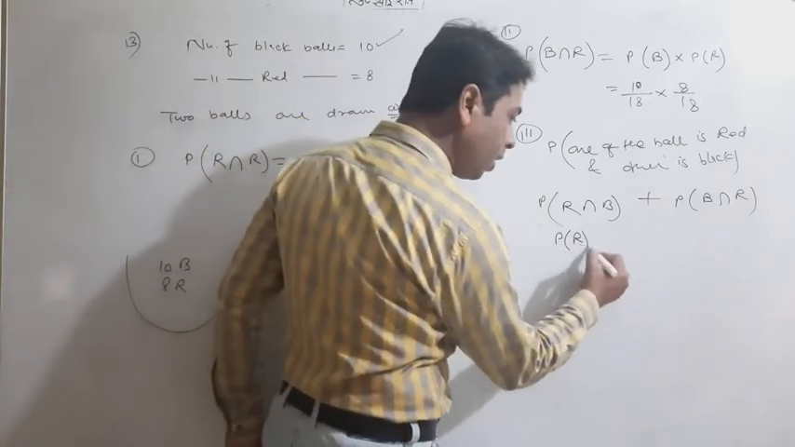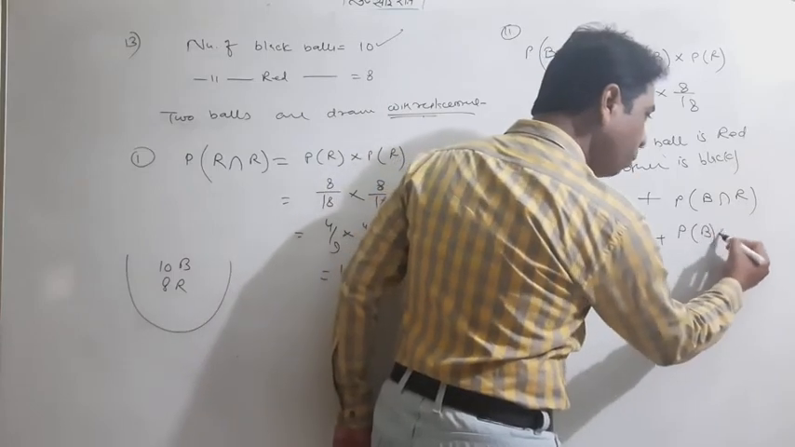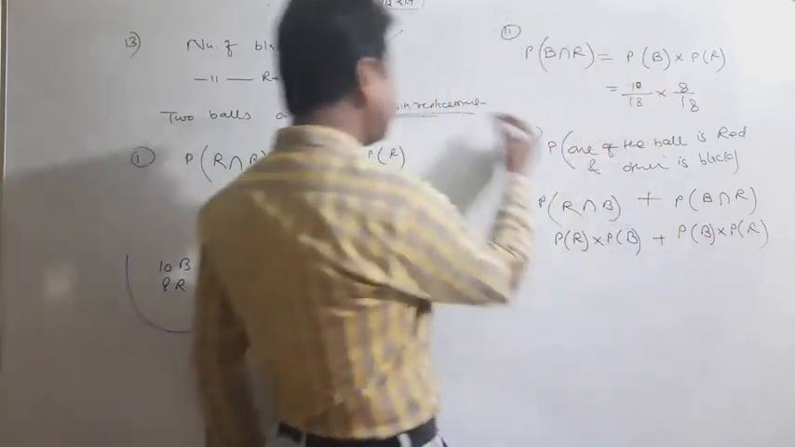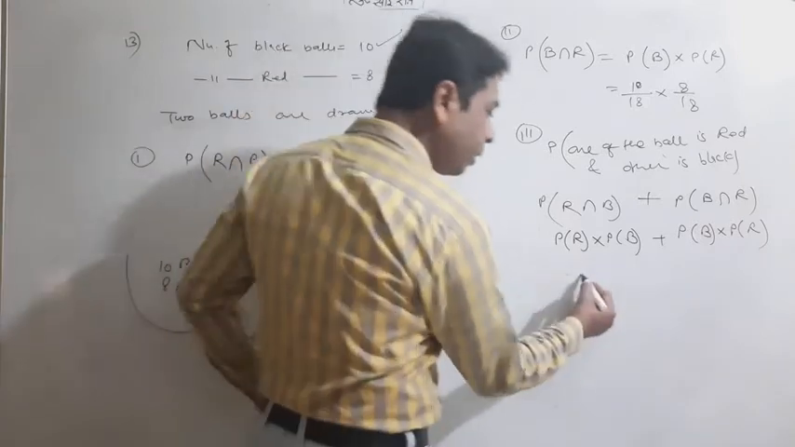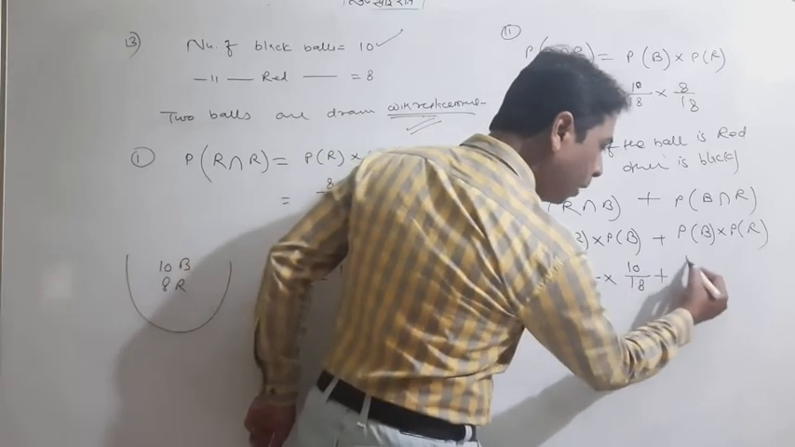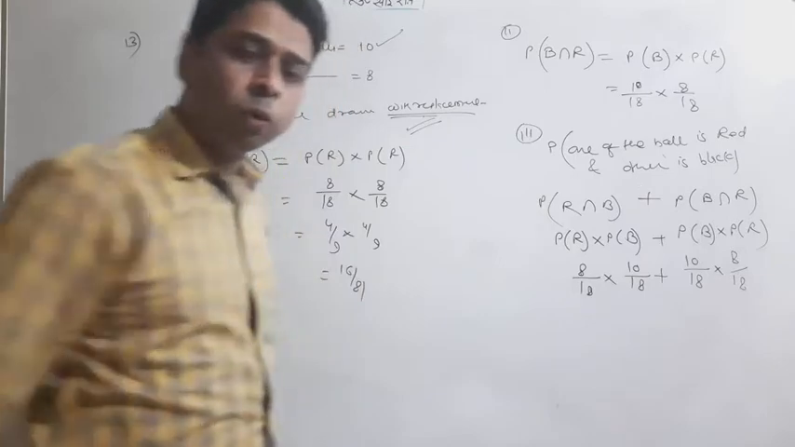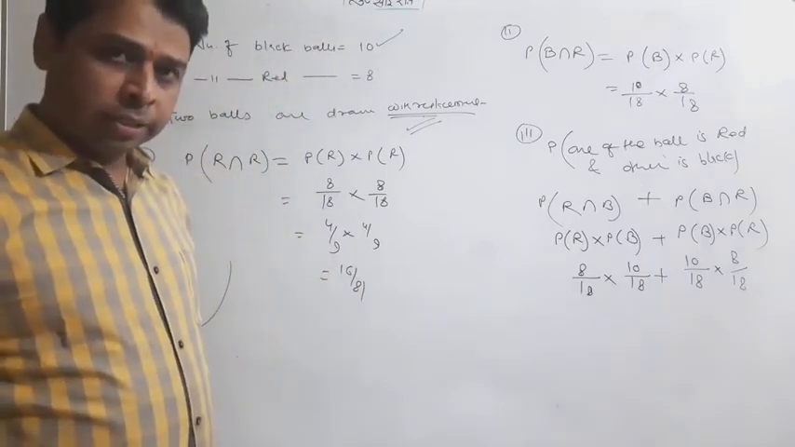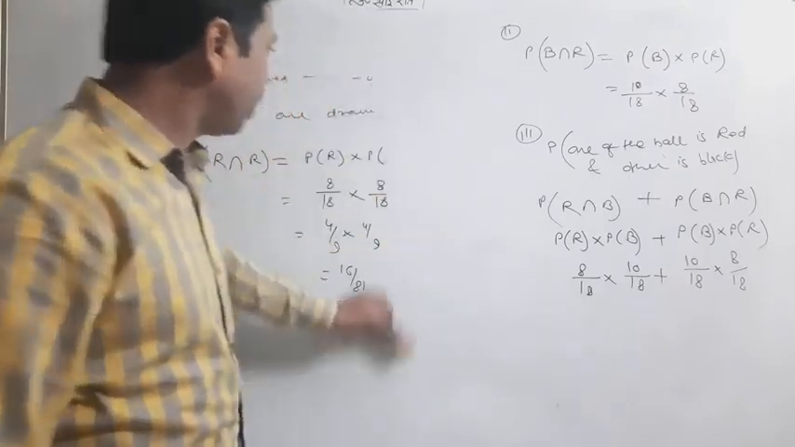P of R into P of B plus P of B into P of R, because both are with replacement, independent. Now you can put P of R meaning 8 red out of 18, black 10 out of 18, black 10 out of 18, red 8 out of 18. Now you can do it on your own, you know how to get the answer. This was so simple again, but a logical question, so I explained it here.